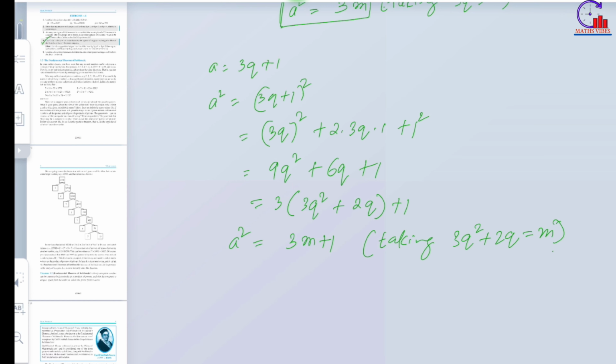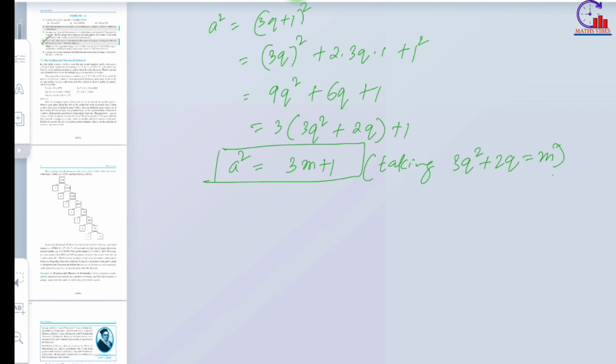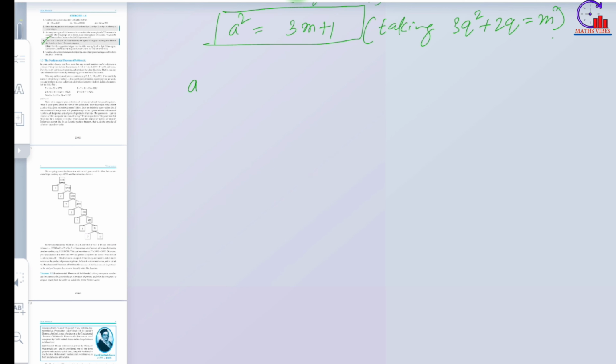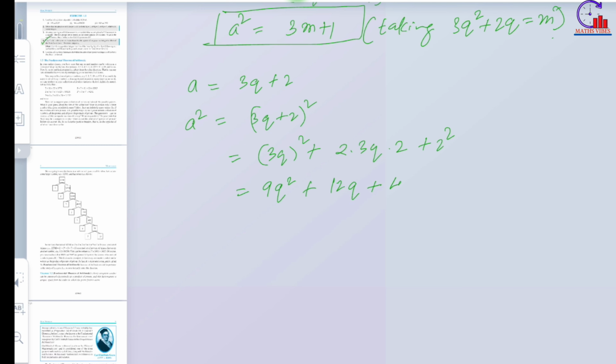So a square is equal to 3m plus 1. Now if my remainder is 2, then I can write a is equal to 3q plus 2. Taking the square on both sides, a square is equal to 3q plus 2 whole square. Now here I can apply a plus b whole square: 3q square plus 2 into 3q into 2 plus 2 square. This equals 9q square plus 12q plus 4.